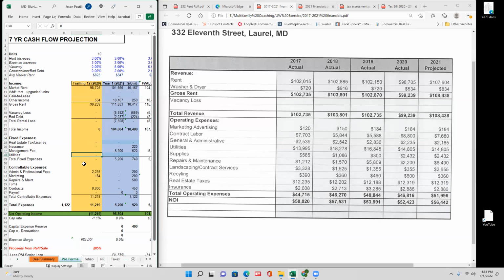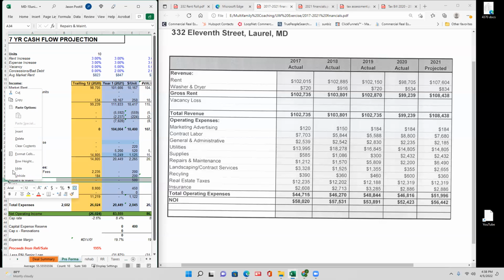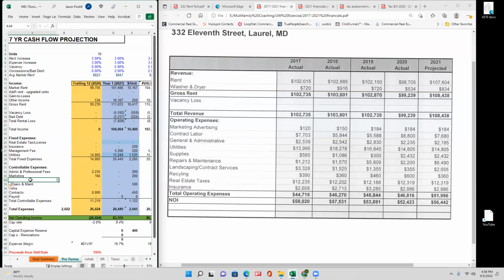Taxes, not controllable. So this was 14,805. I don't see a management company, but supplies down here, I didn't see supplies. So you can always add that as a controllable expense. Insert, we'll just make our own supplies.